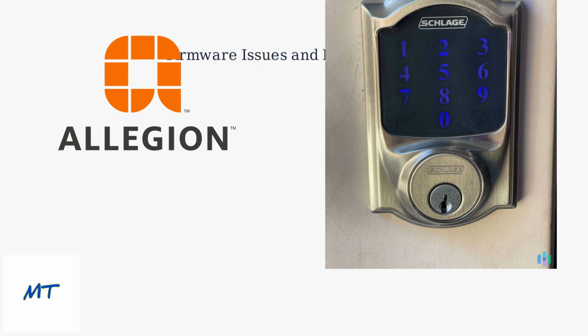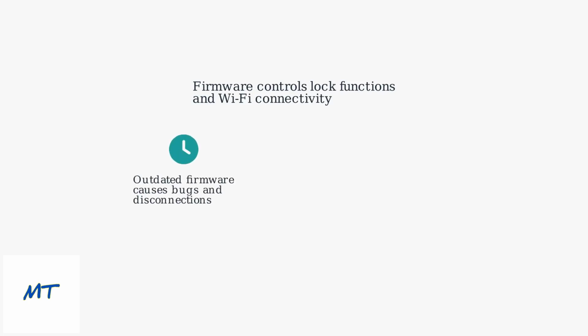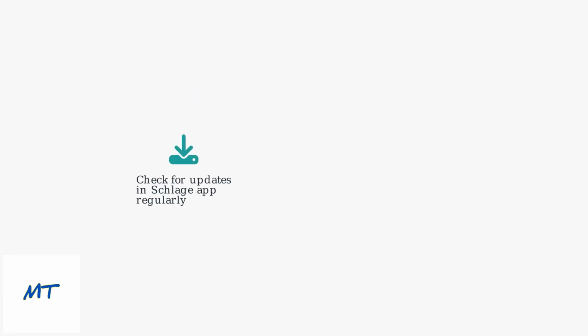Outdated or buggy firmware is a common cause of disconnections in your Schlage Encode smart lock. Firmware is the software that controls how the lock operates and connects to your network. When firmware becomes outdated, it can contain bugs that interfere with Wi-Fi stability, leading to frequent disconnections from your home network. To prevent issues, regularly check for firmware updates through the Schlage Home app. These updates often include fixes for connectivity problems and improved stability.